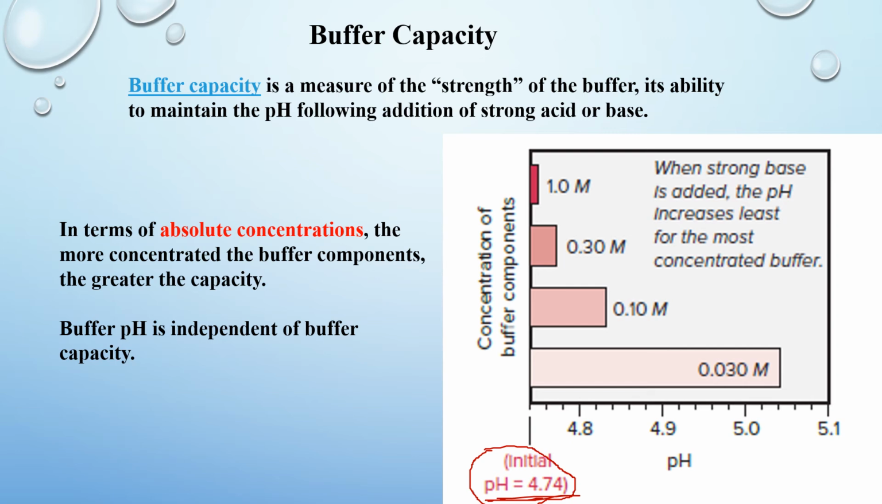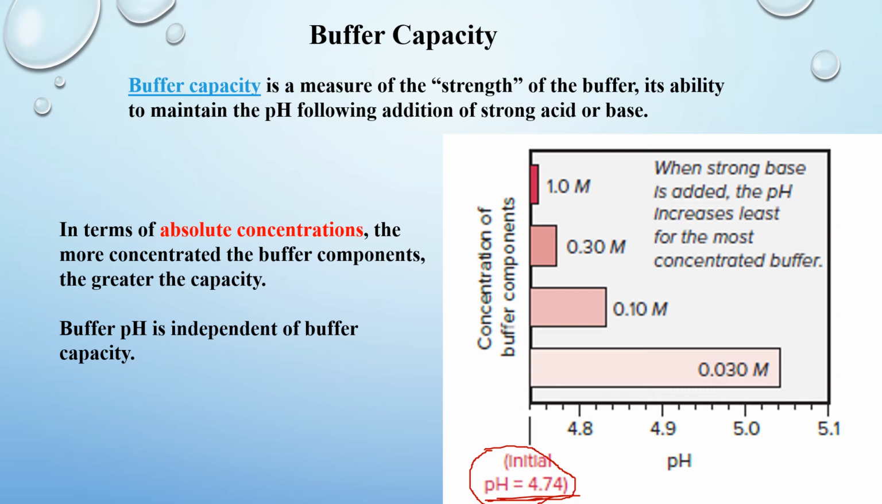So in this figure, we have 4 buffer systems. They have the same initial pH because they have the same ratio of the acid over base, but they have different capacity because the absolute concentrations of the components added are different. So the highest is 1.0 molar, meaning that you have 1.0 molar of acid and base mixed together, and the one with the lowest capacity, you only have 0.03 molar of each.